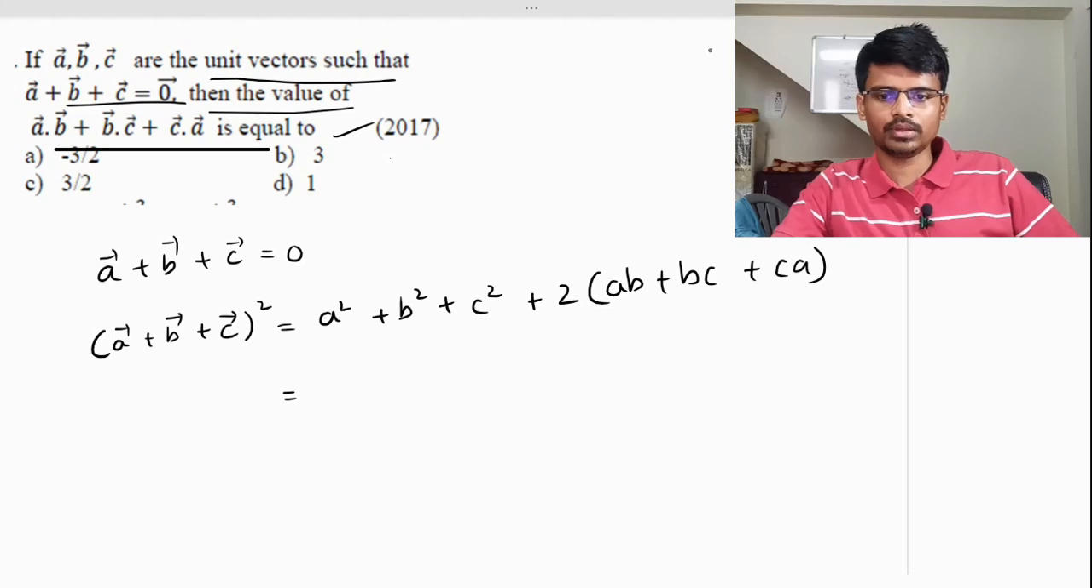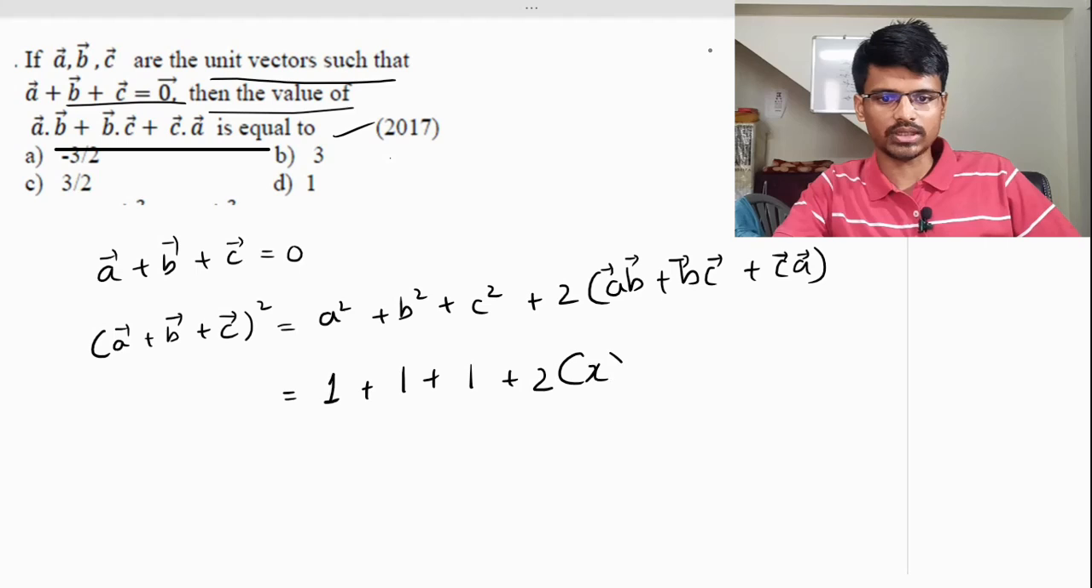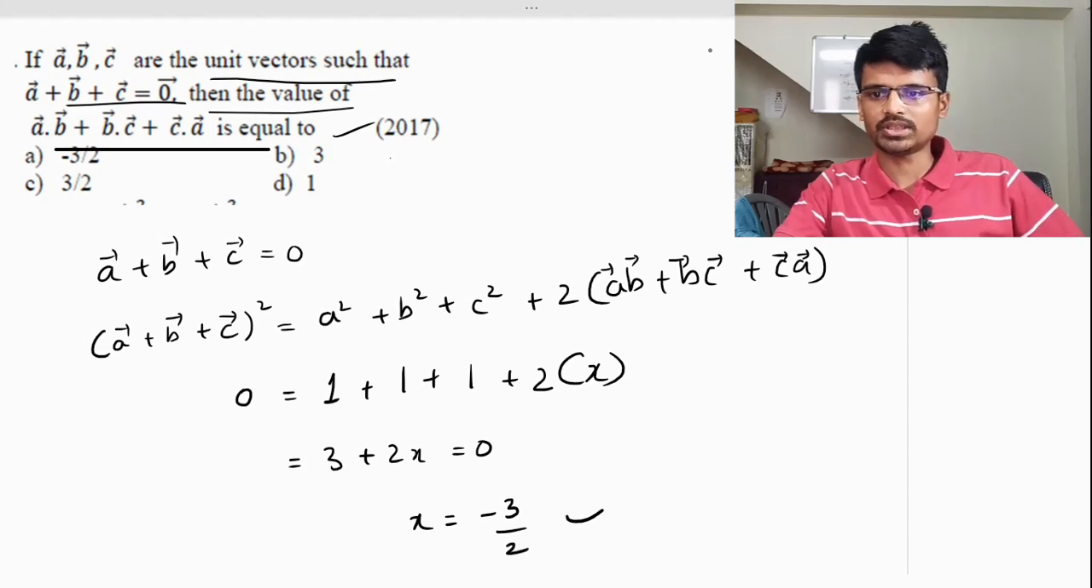I know all of them are unit vectors. This is nothing but 1 plus 1 plus 1 plus 2 times the expression that I need to find out. Sorry, these are vectors, not magnitudes. So this is my expression. Let me call it x, and my left hand side is going to be 0. So this is nothing but 3 plus 2x equal to 0. So the value of my expression is minus 3 by 2. So option A is the correct answer, minus 3 by 2.